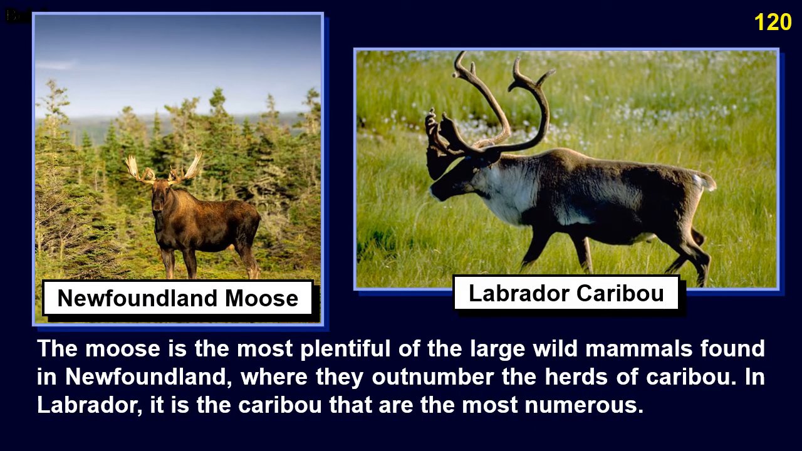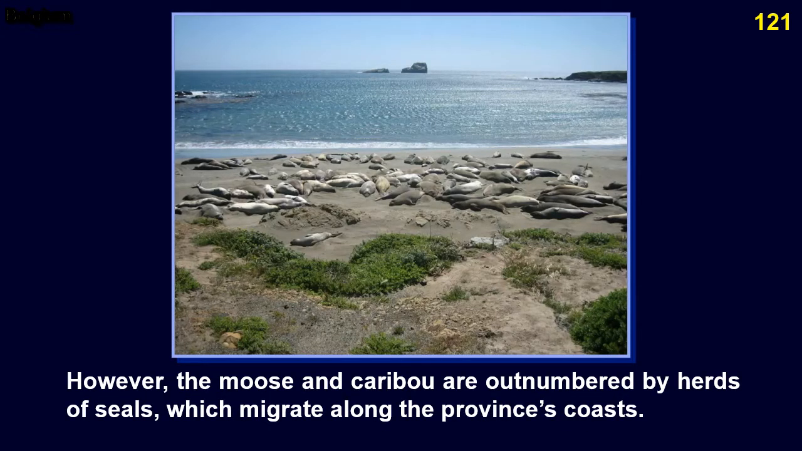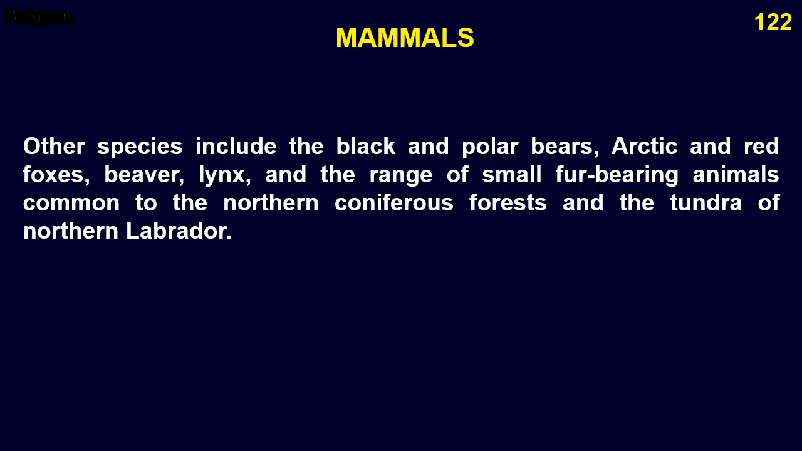The moose is the most plentiful of the large wild mammals found in Newfoundland, where they outnumber the herds of caribou in Labrador. It is the caribou that are the most numerous. However, the moose and caribou are outnumbered by herds of seals, which migrate along the province's coasts. Other species include the black and polar bears, Arctic and red foxes, beaver, lynx, and the range of small fur-bearing animals common to the northern coniferous forests and the tundra of northern Labrador. Whales, now protected, are commonly seen throughout the summer as they feed and disport themselves in coastal waters.